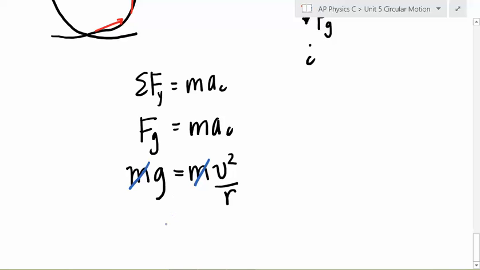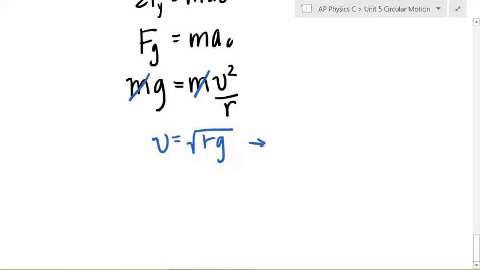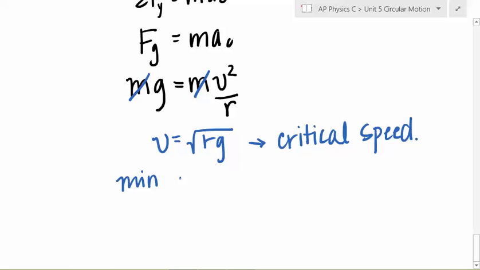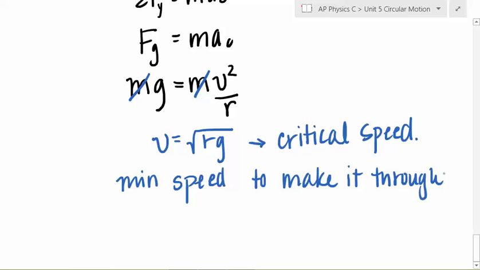Okay, so then if I rearrange this, what do I get? I get the velocity is the square root of rg, and that's a very special equation. We even give it a special name. We call it the critical speed. And it is the minimum speed to make it through the top of the loop.